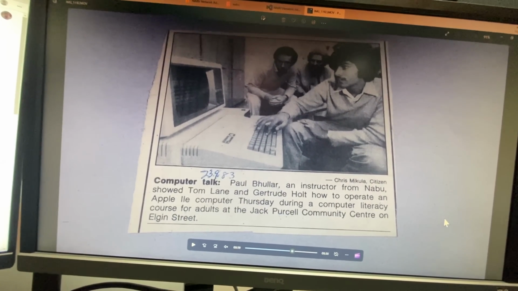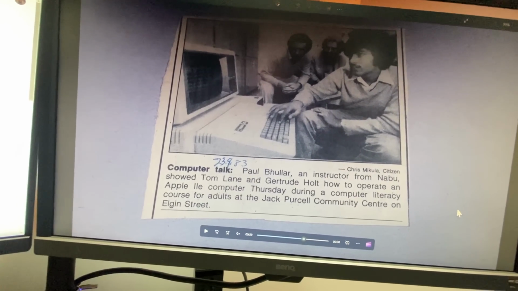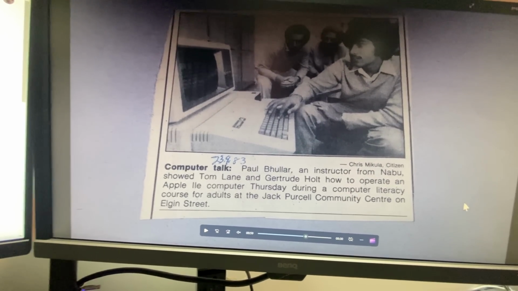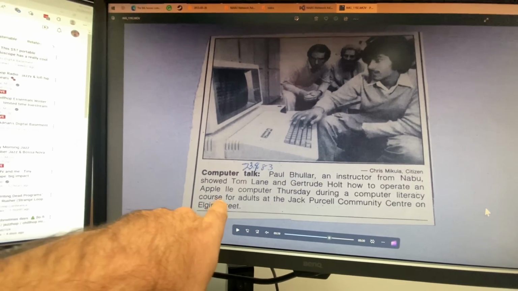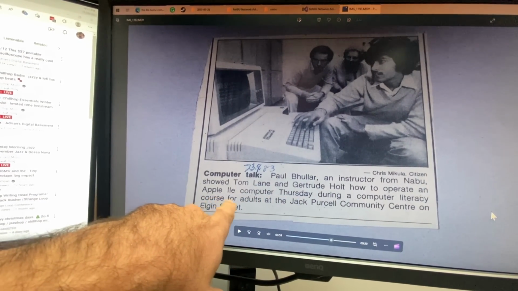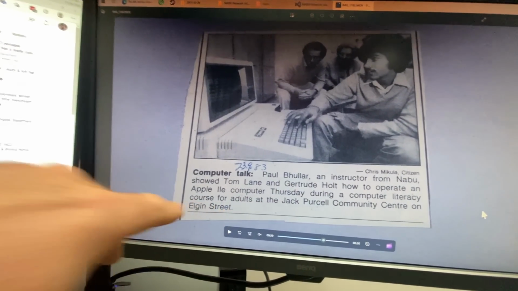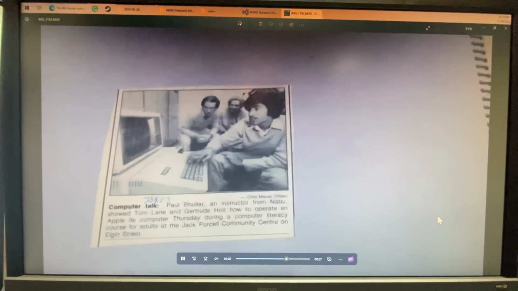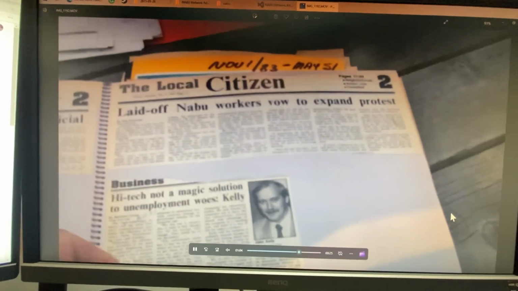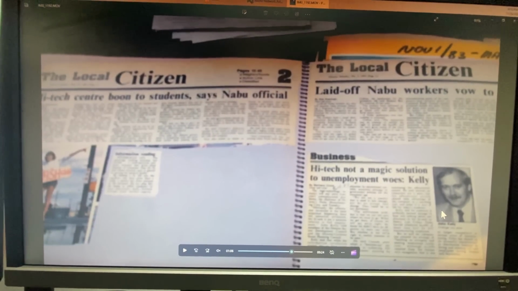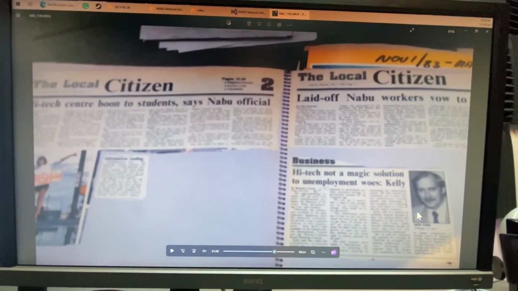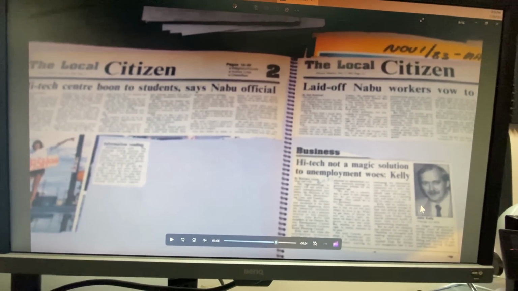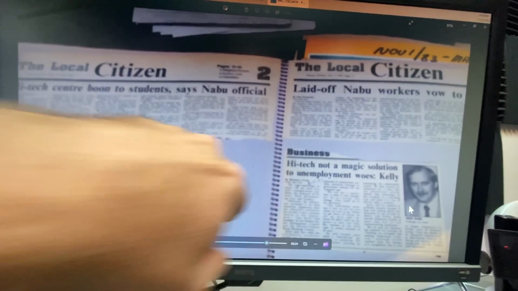Well, that's neat. Look at that, an Apple II. So it's an instructor from NABU showed somebody how to operate an Apple II computer. That's kind of interesting. It's like somebody from Microsoft showing people how to use an Apple Macintosh. So here we go. Now we're starting to see laid off NABU workers. Yeah. High tech, not a magic solution, unemployment woes.